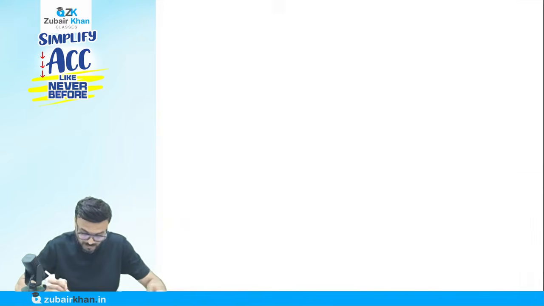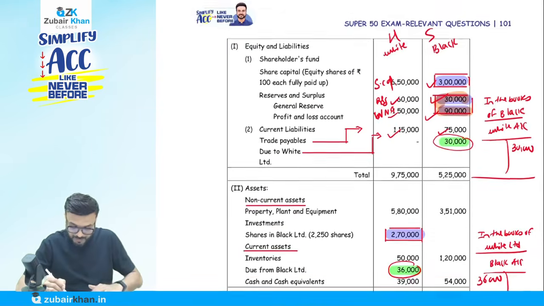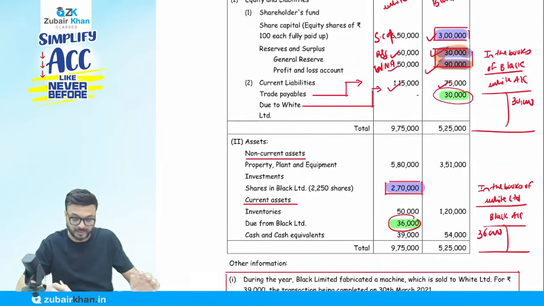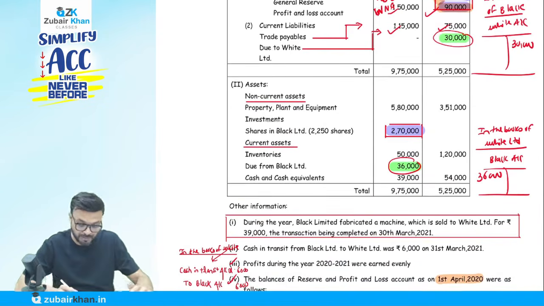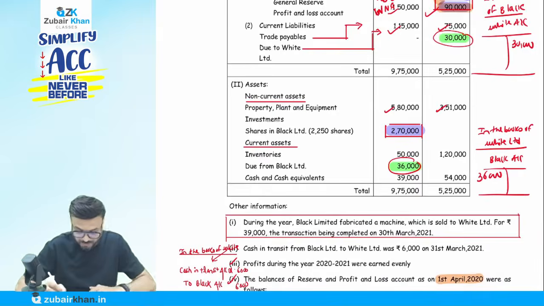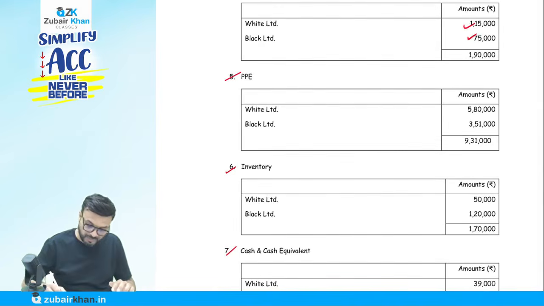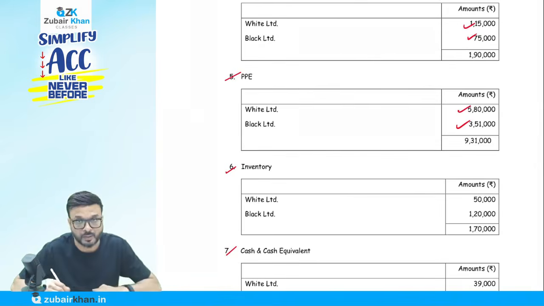Okay. Now again come to the balance sheet. On the liability side, about these 30 and 36 mutual debt, I will discuss with you. Now PP: here 5,80,000 and 3,51,000. So, notes to account on PP, that is 5,80,000 and 3,51,000 here.